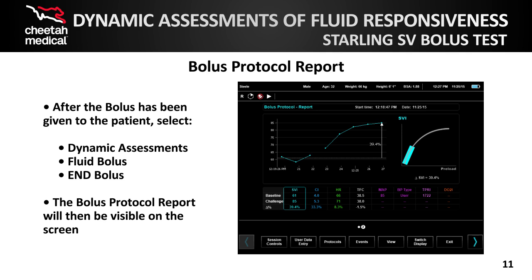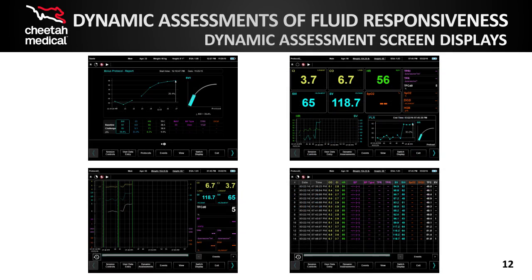Again, this report highlights where the patient resides on the Frank-Starling curve, as well as the delta percentage change in stroke volume, which is important for assessing fluid responsiveness of the patient. Multiple dynamic assessment screen displays ensure proper assessments.